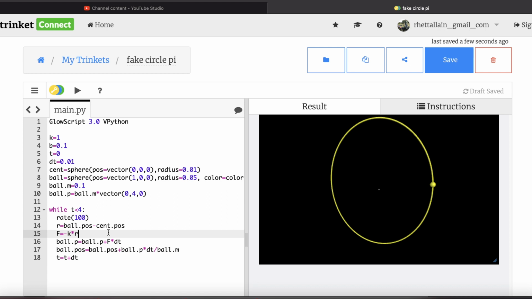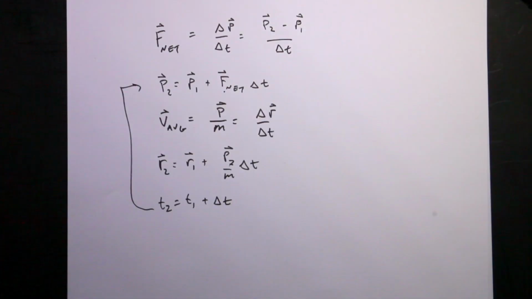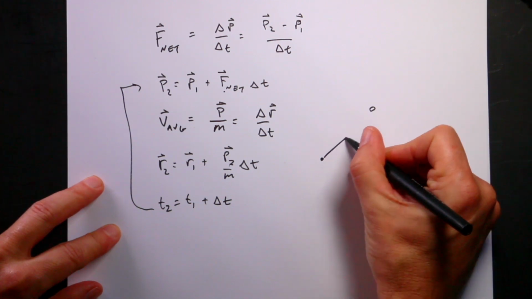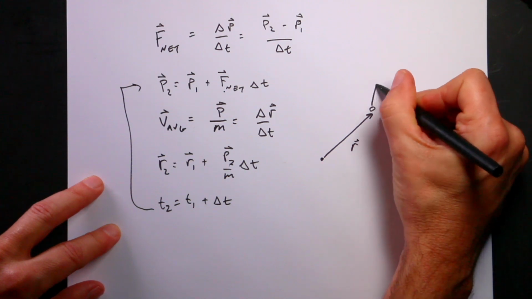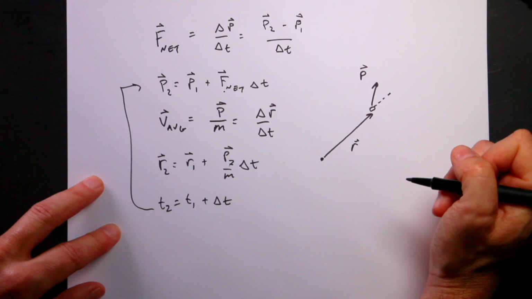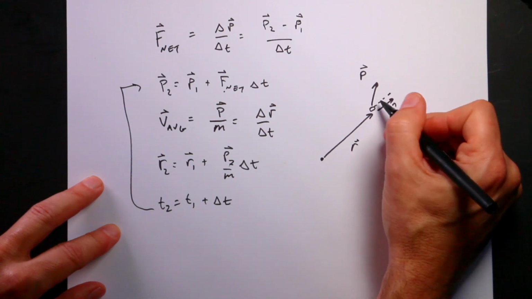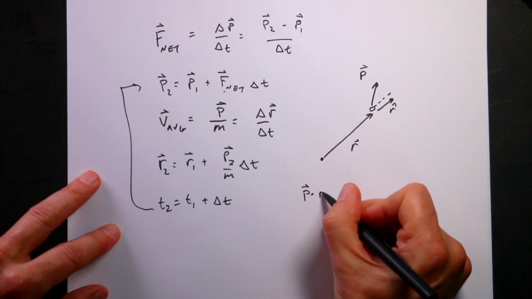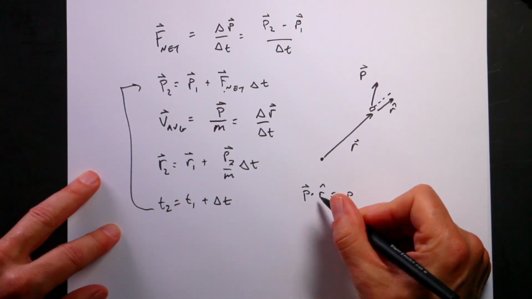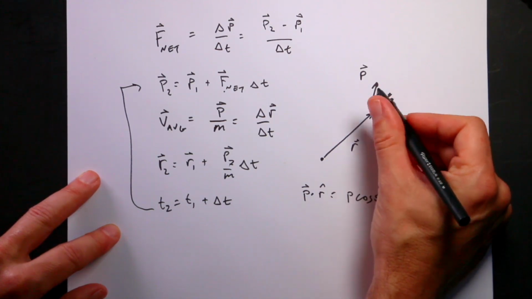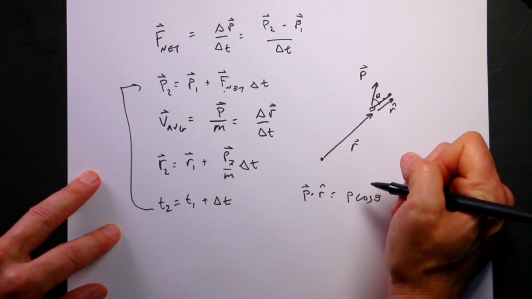How do I get the component of the momentum in the r direction? So imagine, let me switch back over here to the paper view. Imagine that I have my center, my ball. That's the vector r. That's the vector p. And I want this component of p. So this is the same as the unit vector r hat in that direction. And if I say p dot r hat, that's equal to the magnitude of p times the magnitude of r hat, which is 1, times the cosine of the angle between them. So p dot r hat is the component of p in the r direction. So I can use that.